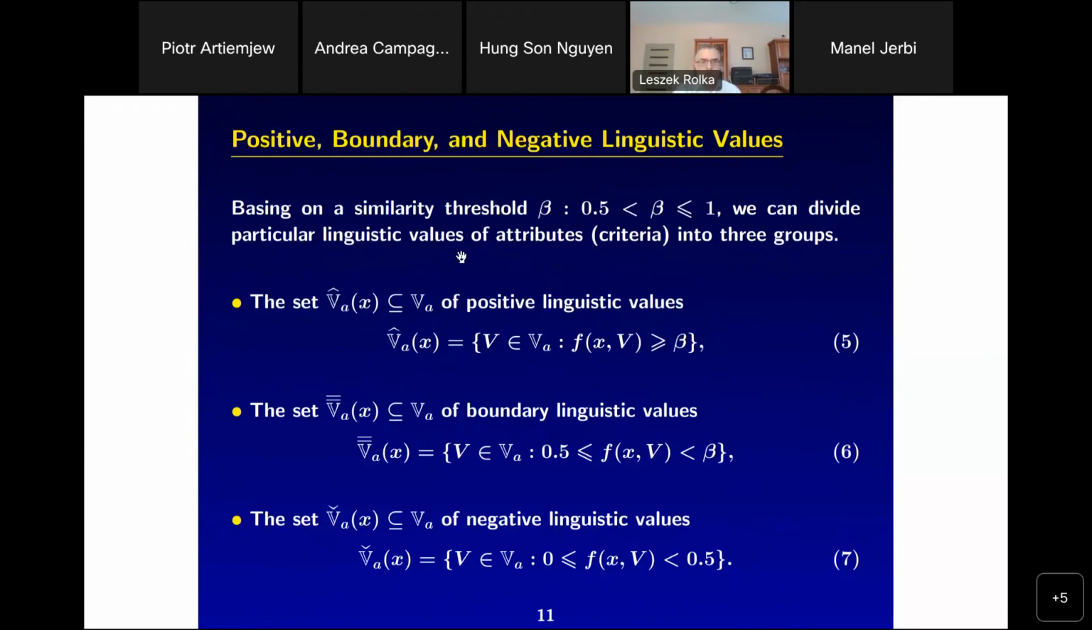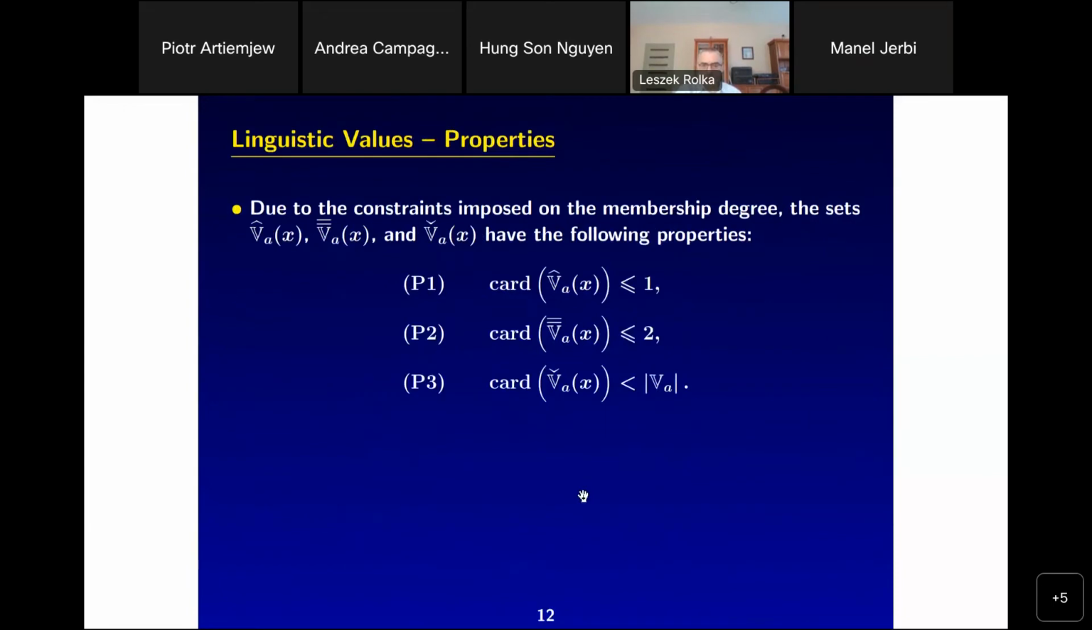X from the universe into 3 groups. We have the set of positive linguistic values, having a high degree of membership in the selected linguistic value of a criterion A, the set of boundary linguistic values with membership between 0.5 and beta, and a set of negative linguistic values that have a small degree of membership. Because the membership degrees in the linguistic values of criteria satisfy the requirements that I presented previously, the sets of positive, boundary, and negative linguistic values have the following properties, and we can see that there can be at most one positive linguistic value of a selected fuzzy criterion for a given element X of the universe U.